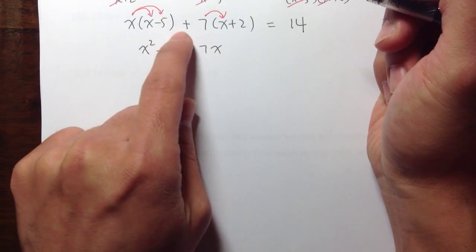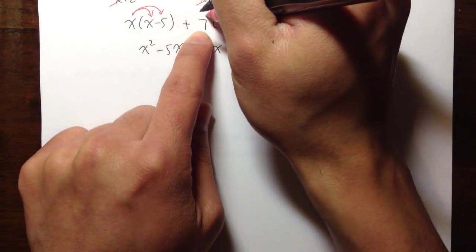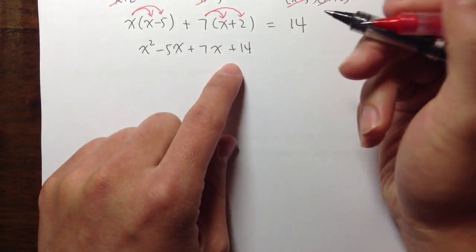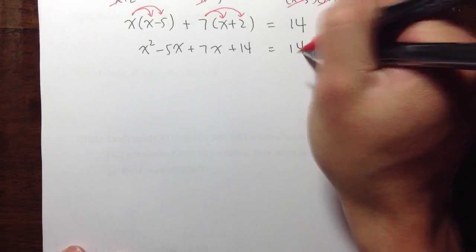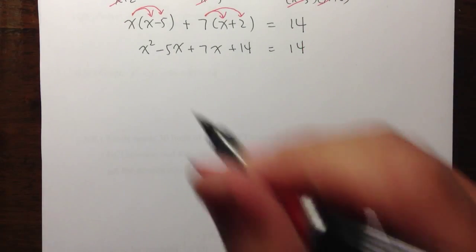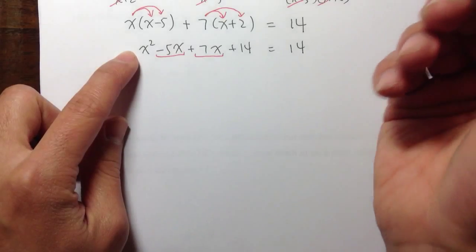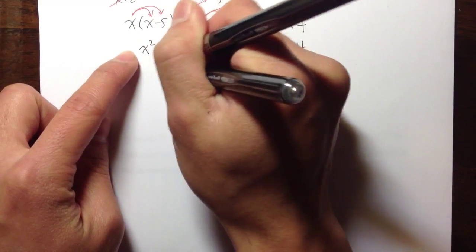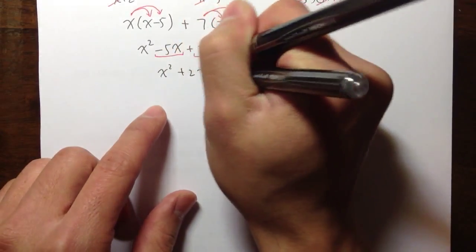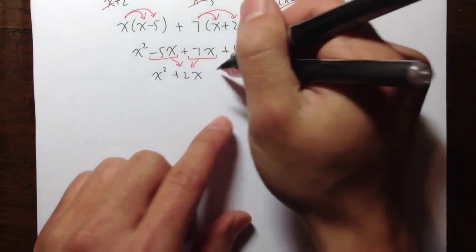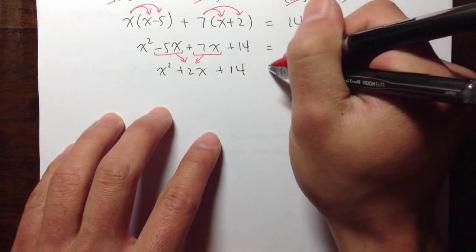Plus 7 times the positive 2, so we get plus 14. And that's equal to 14 on the right hand side. And then, as we can see, on the left hand side these two terms can be combined. I have a negative 5x plus 7x, so that's a total of positive 2x. Then altogether I get x squared plus 2x. Let me just make some notes. This and that becomes positive 2x plus 14, equal to 14.